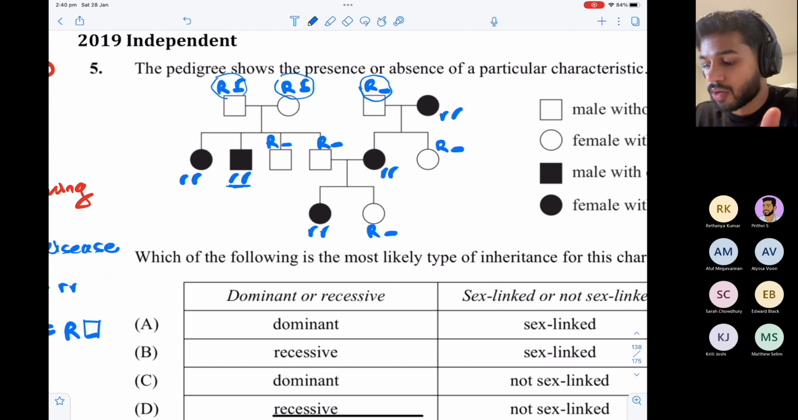Okay, what about this person, this box? Does it have to be a big R? Does it have to be a little r? Could it be both? What are we thinking, everyone? Generation 2, individual 3. What is in the box? A little r, a big R, or could it be either?